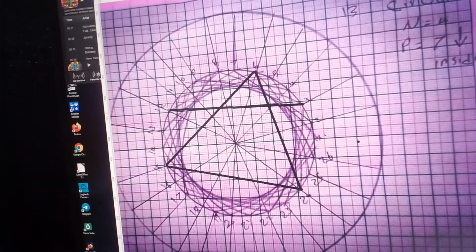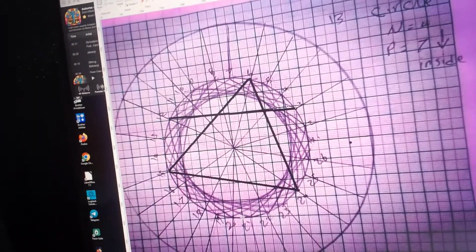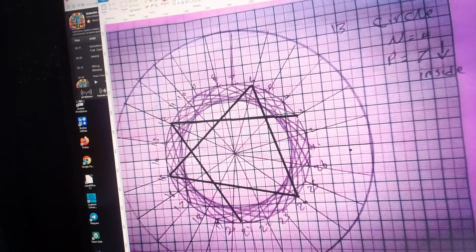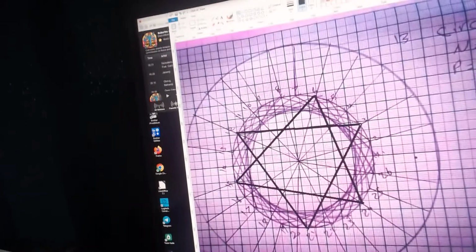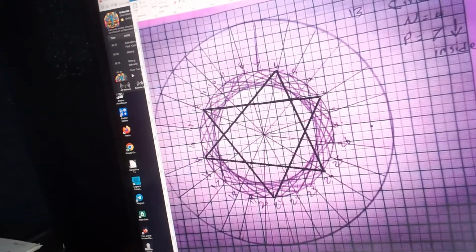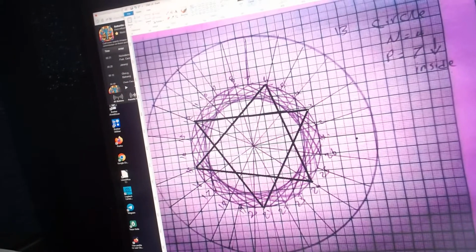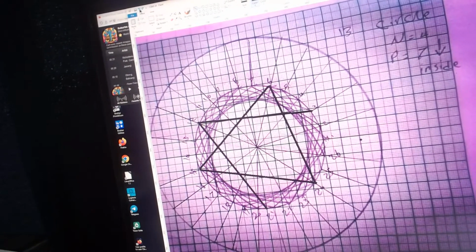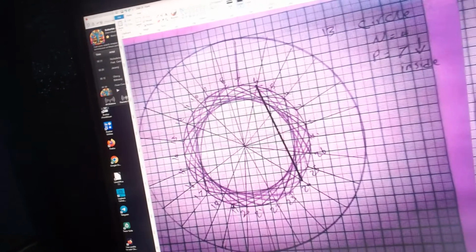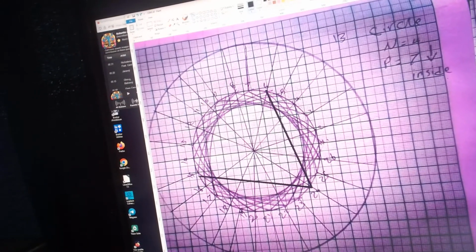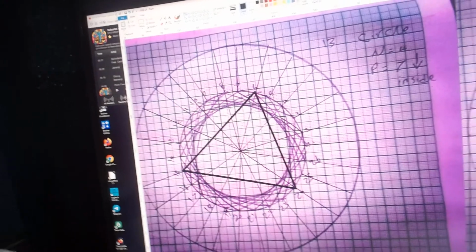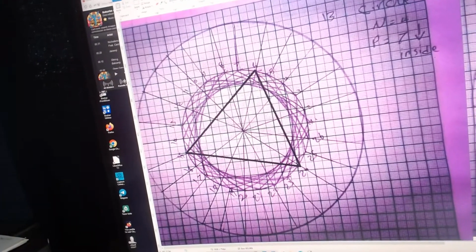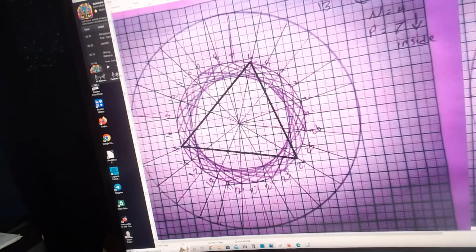So now I connect 3 with 3, and I connect 3 with 3, and I connect 3 with 3. So now we can see that we have a lopsided Star of David. So now if I wanted to connect, hold on a second, 6 and 6. So 3 and 6 connect together. Does 3 and 6, 6 and 3?